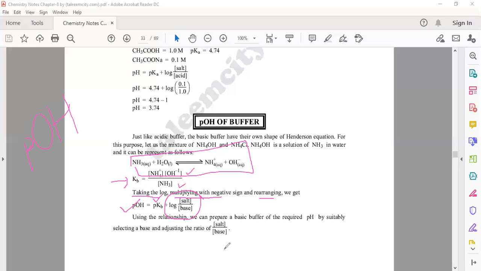It will become pOH is equal to pKb, because pKb is the negative log of Kb, and pOH is the negative log of concentration of base. You have to arrange the whole equation. Here is the ammonia. This is in a division. On the other side of the equation, it will be in a multiplication. Here you can see ammonium ion is in a multiplication with OH negative. On the other side of the equation, it will be in a division. In this way, this OH will be separated out, and then you have to take the log, the negative sign on both sides, and the rearrangement.